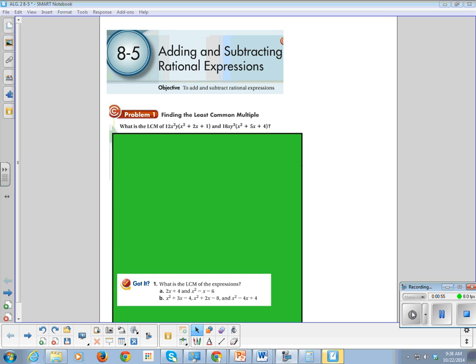We're going to get a question like, what is the least common multiple of 12x squared y, parenthesis, x squared plus 2x plus 1, and 18xy to the third, parenthesis, x squared plus 5x plus 4. I see factoring in our future.